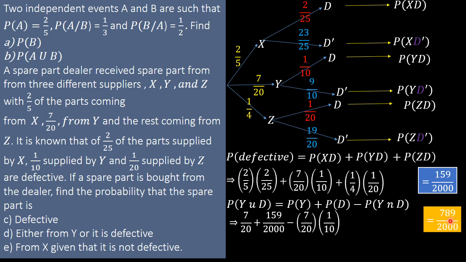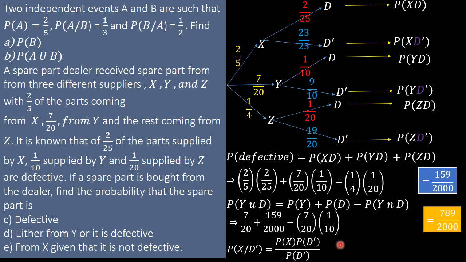Similarly, guys, the last part is saying now find the probability that it came from X, given that it is not defective. Great. This is a conditional probability, so we are going to have the probability of it coming from X, given that it's not defective, to be the same as the probability of a part coming from X and it is not defective, over the probability of not having a defective part at all.